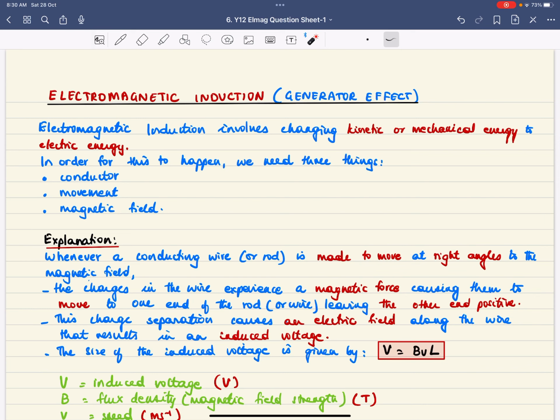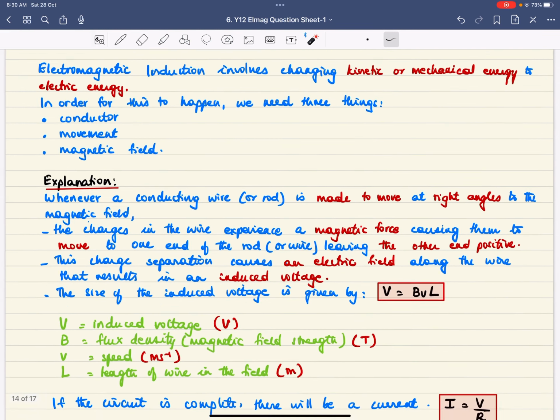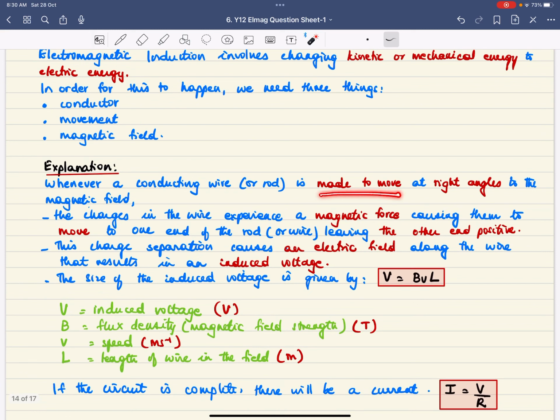Electromagnetic induction involves changing kinetic or mechanical energy into electrical energy. In order for this to happen, we need 3 things: a conductor, something to move, and a magnetic field. Whenever a conducting wire or rod is made to move at right angles to the magnetic field, the charges in the wire experience a magnetic force, causing them to move to one end of the rod or wire, leaving the other end positive. The charges that actually move are the electrons.